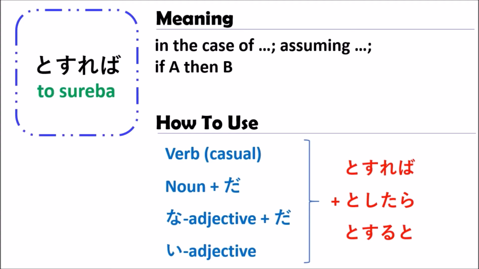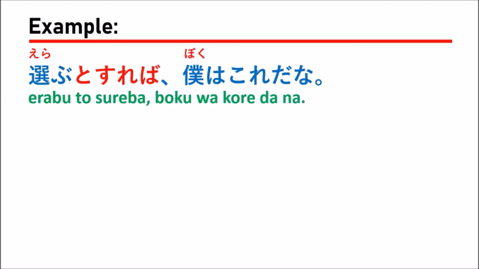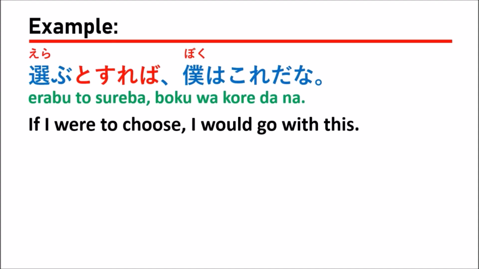So next we are going to see some examples of how to use the grammar of TOSUREBA or TOSHITARA or TOSURUTO. For example, 選ぶとすれば僕はこれだな。Which means that if I were to choose, I would go with this.